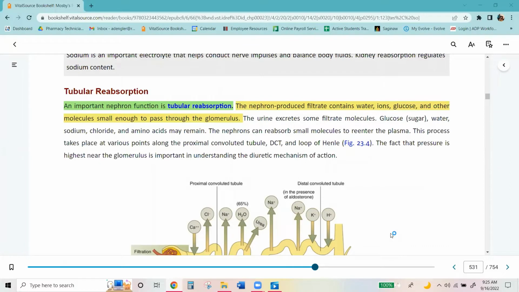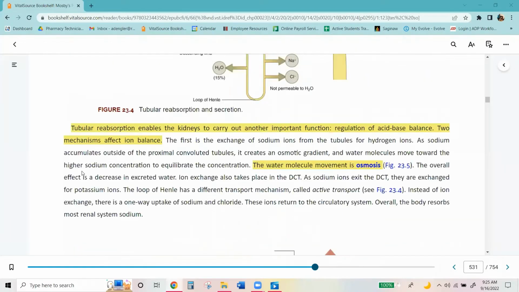An important nephron function is tubular reabsorption. The nephron-produced filtrate contains water, ions, glucose, and other molecules small enough to pass through the glomerulus. Tubular reabsorption enables the kidneys to carry out another important function, regulation of acid-base balance. Two mechanisms affect ion balance. The first is the exchange of sodium ions from the tubules for hydrogen ions.